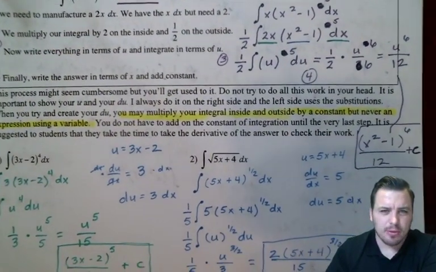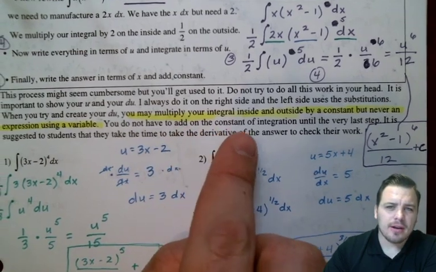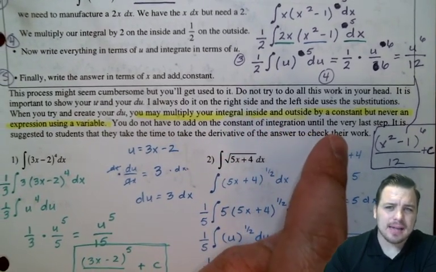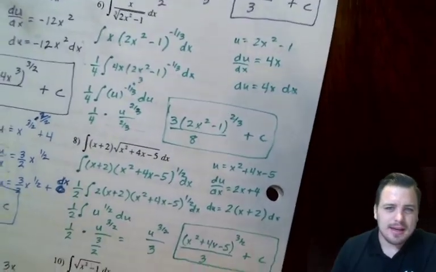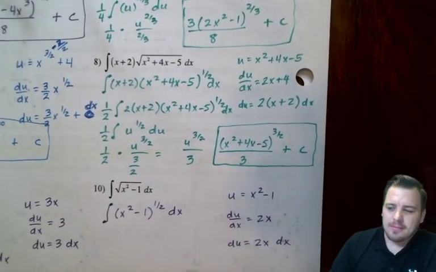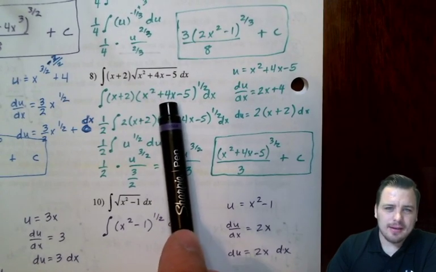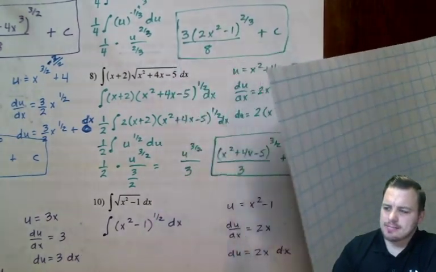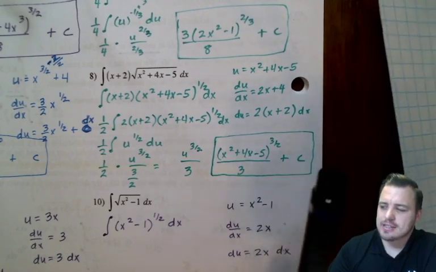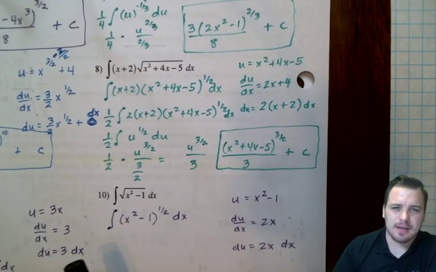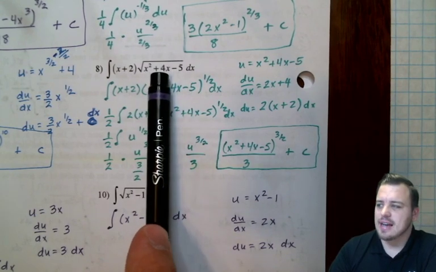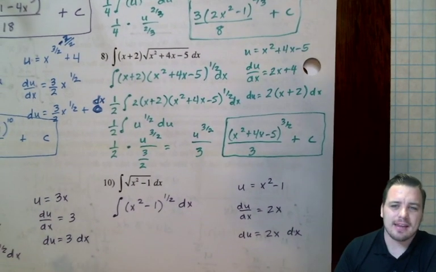Just take you to this highlighted portion. You may multiply your integral inside and outside by a constant, but never an expression using a variable. Okay? I did a little test with you on problem 8 just to see if some of you would catch it, but I guess no one did. So thinking about this problem right here, when I did u times 2, well, actually that one would have been fine, okay? But technically speaking, we couldn't have multiplied this side. You can't ever multiply anything but a constant, okay?